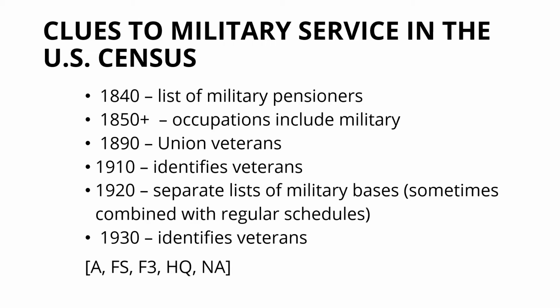The 1890 special census of Union veterans lists their place of residence, their military unit, and any disability they received in the war. The 1910 census identifies service in both armies and navies. Military bases are listed separately from the regular schedules on the 1920 census. The 1930 census identifies all veterans. These census records are all indexed.